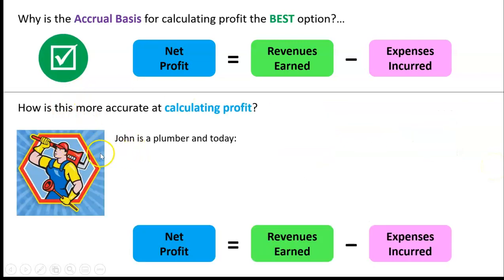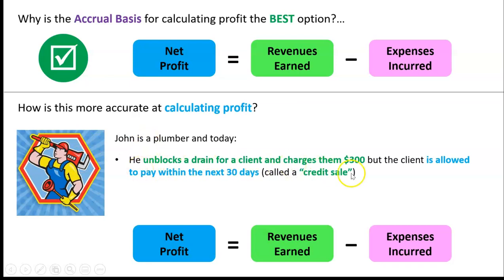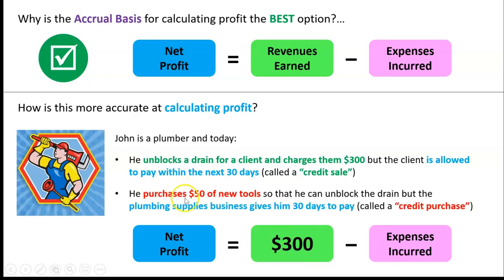Well, let's take the exact same figures. John's a plumber, does a job today, hasn't got the money though. Still, he's earned it. So if he's earned it, that's $300 of revenue. Let's look at the tools he had to consume or use. Well, yeah, he hasn't paid for them, but he has used them. We use the word incurred there. So he has incurred that. So that now makes sense because he earned $300. He incurred $50 of expenses, so his net profit is $250.